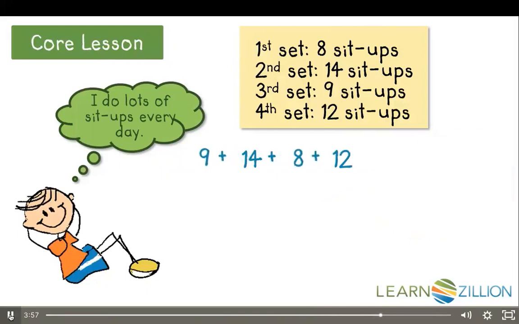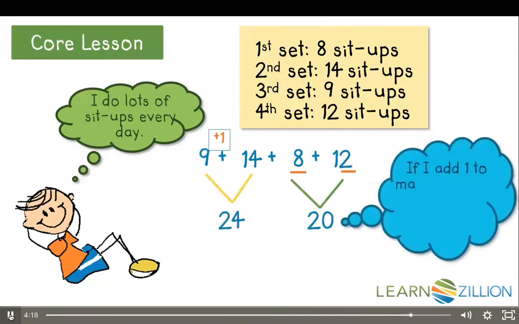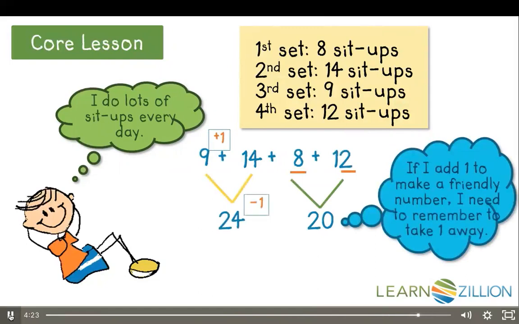I know that 8 plus 2 makes 10, so 8 plus 12 equals 20. When I add 9 plus 14, I can think about friendly numbers and add 1 to 9 to make 10. 10 plus 14 equals 24. It's very important to remember, however, that if I add 1 to make a friendly number, I need to take 1 away. So 24 minus 1 is 23. So now 23 plus 20 can be added to get 43.